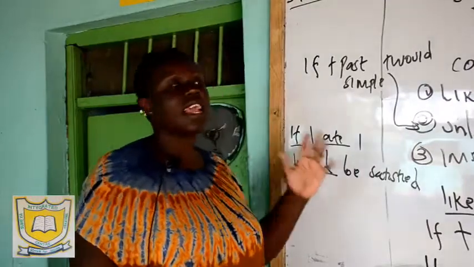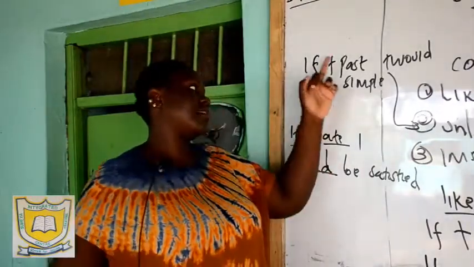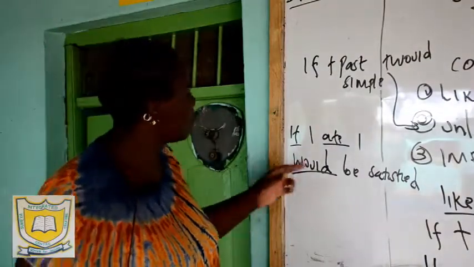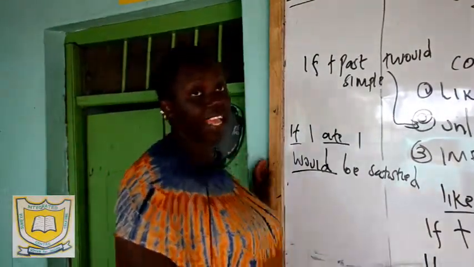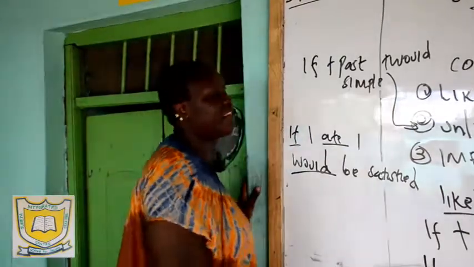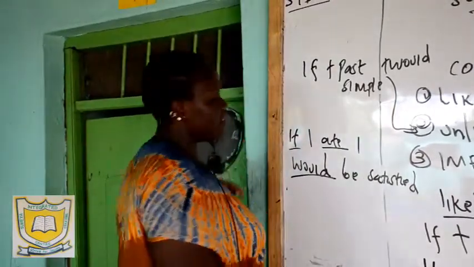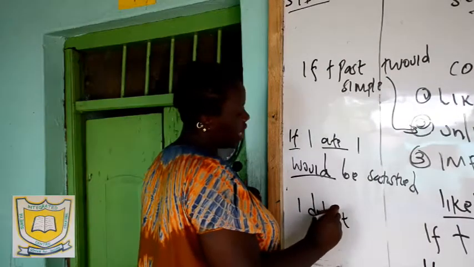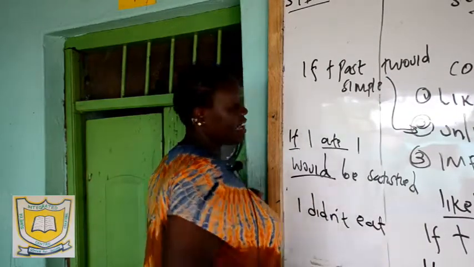How do you form the unlikely or the improbable condition? If plus a past simple plus would. For example, if I ate, I'll be satisfied. And then they give a sentence that means the same. What are you going to say? I didn't eat.